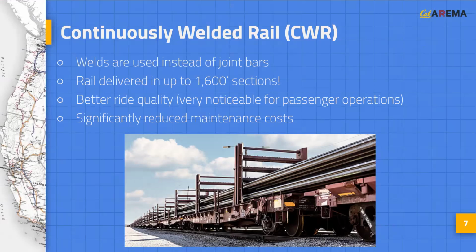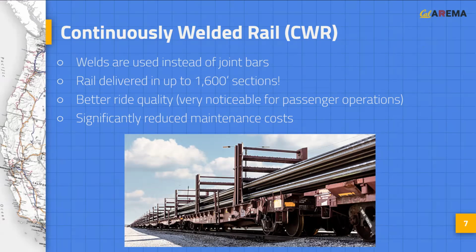In continuously welded rail, welds are used instead of joint bars to connect pieces of rail. New rail is rolled in 39 or 80-foot lengths, after which it is welded at the factory into sections up to 1,600 feet in length. These sections can be transported by rail to the project site, where they are themselves welded together to form a single continuous piece of rail.